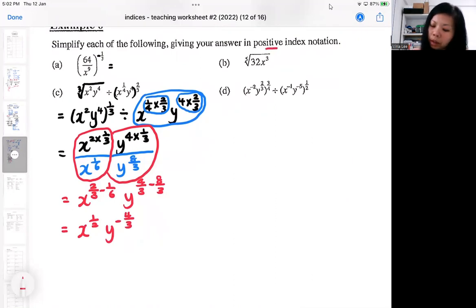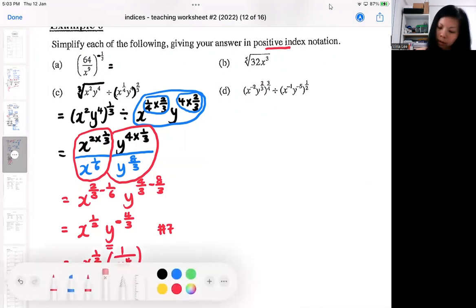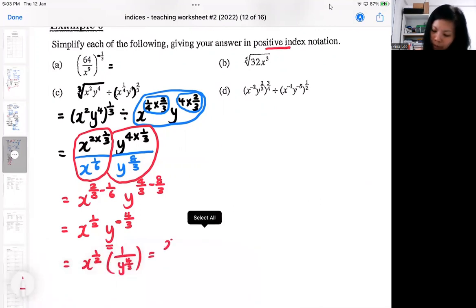So you need to get a positive index. So this one is negative for a whole number. So you should engage your rule number 7. So I'm going to engage my rule number 7. I will get a 1 over. My final answer will look like a big fraction, power half over 4/3. So as long as it's a positive index.